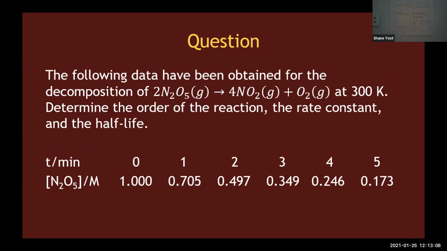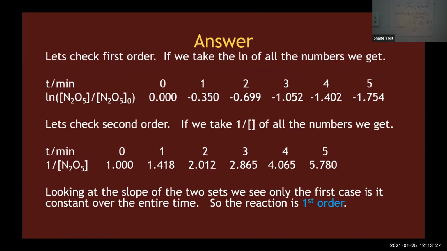And then the final example here, I'm not going to go through, but basically you're just given data, and the question is what's the order of the reaction, what's the rate constant, what's the half-life? Something you could potentially be doing in the lab, where you take that data and make plots of it to figure it out.